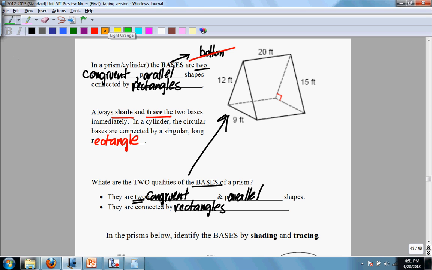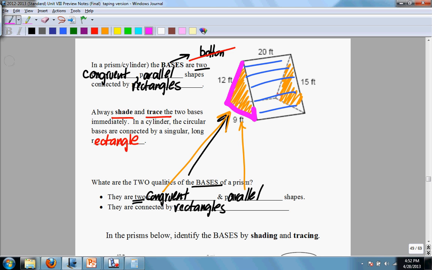In this prism, the bases are these two triangles. They are congruent. They are parallel to each other, and they're connected by nothing but rectangles. So in this, I'm going to do this in pink, these triangles are the bases. They're congruent, they're parallel, they're connected by rectangles.